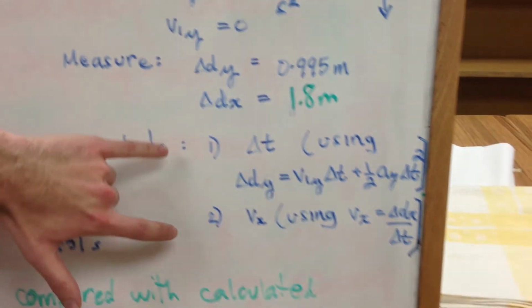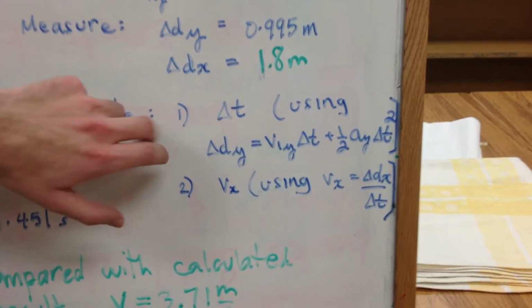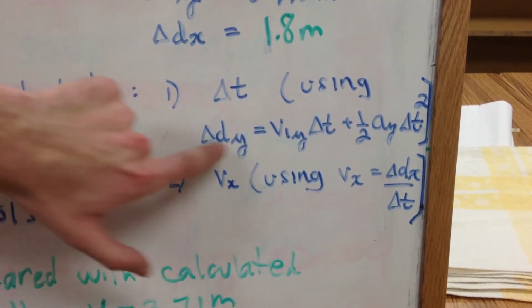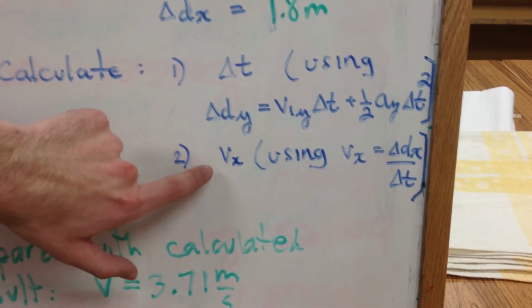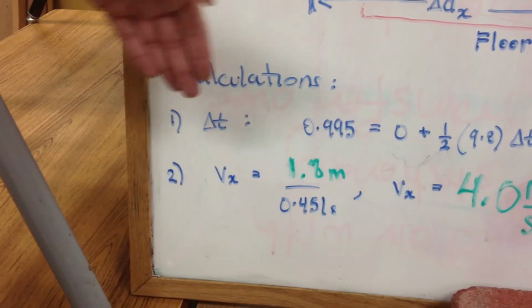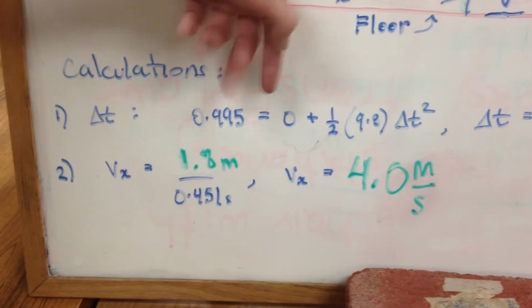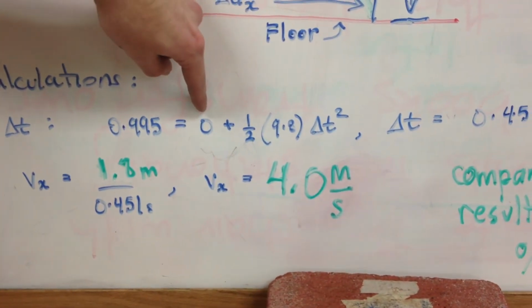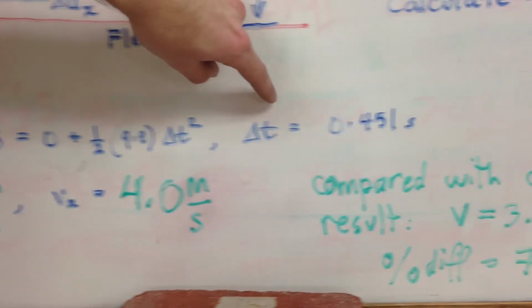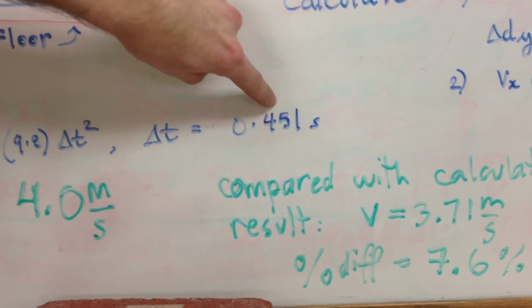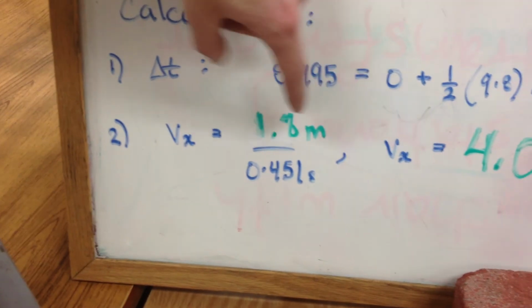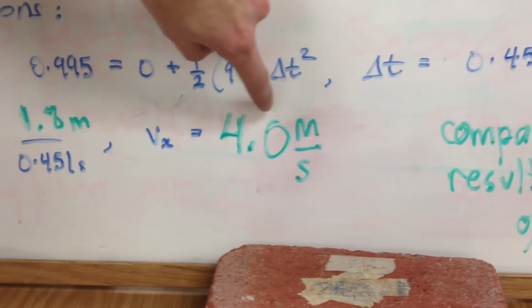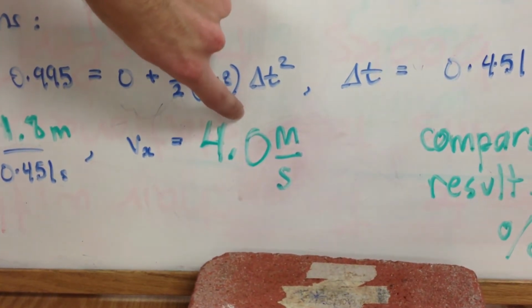We're going to calculate by using two equations. We're going to find time using this equation here, and then we're going to find the velocity in the x direction using that equation there. For time, we just plug in the numbers for distance. We know the initial velocity in the y direction was 0, and then we find time is 0.45 seconds to reach the ground. Vx is 1.8 meters divided by the time. We get a velocity of 4 meters per second.